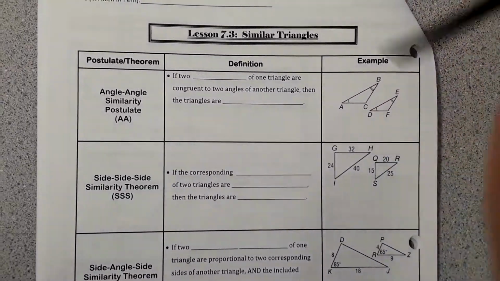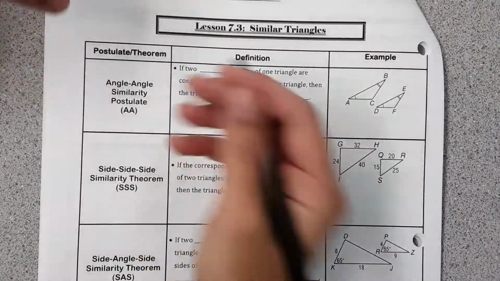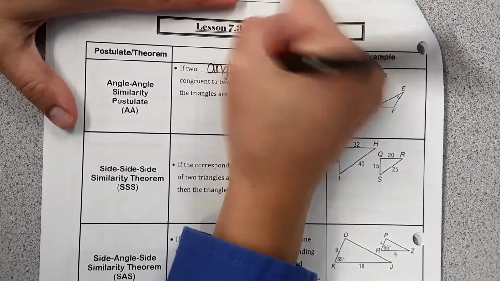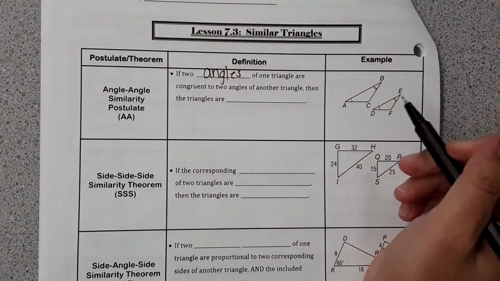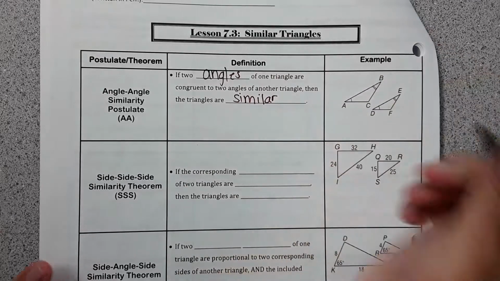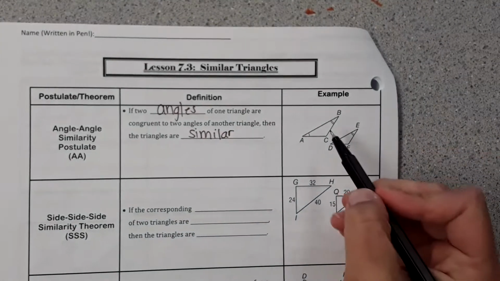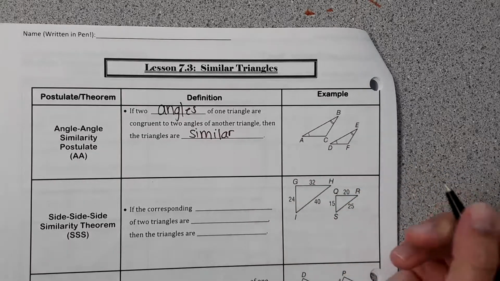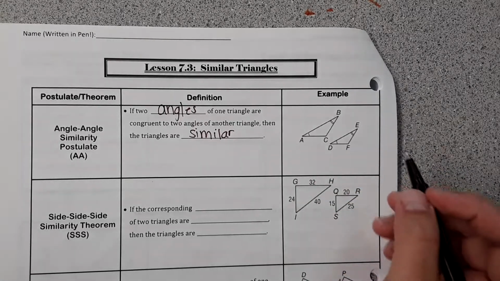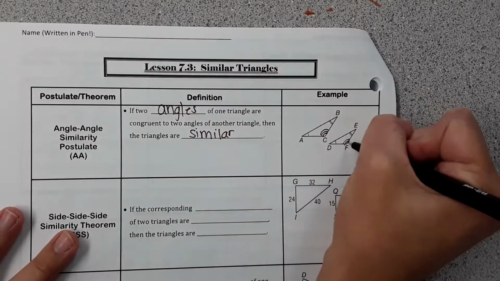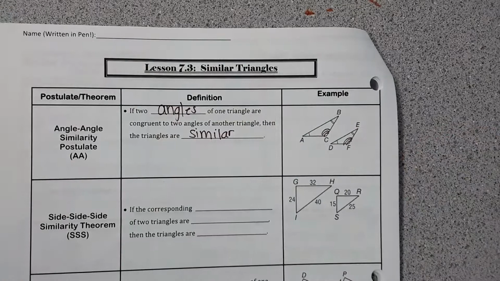Okay. So the first one is the angle-angle similarity postulate. If two angles of one triangle are congruent to two angles of another triangle, then the triangles are similar. It shows a picture here of two similar triangles, with two angles that are matching. If two of the angles are matching, then the third one has to be matching as well, because they would all add to 180. So if you see that two are matching, then all of them are matching, meaning that the triangles are similar.